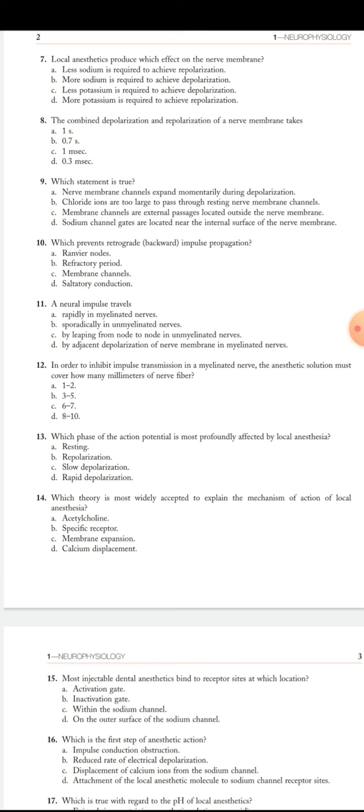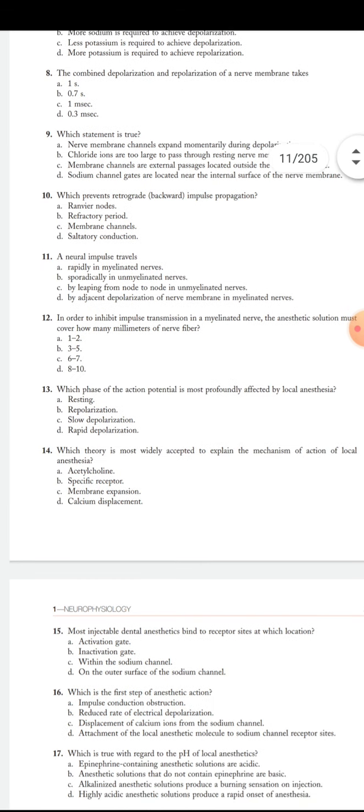Question number 13. Which phase of action potential is most profoundly affected by local anesthesia? A. Resting. B. Depolarization. C. Slow depolarization. D. Rapid depolarization.